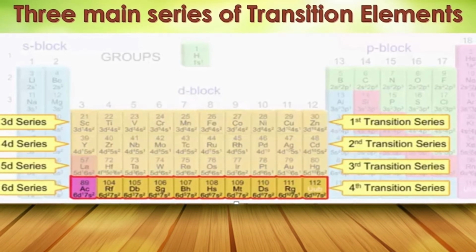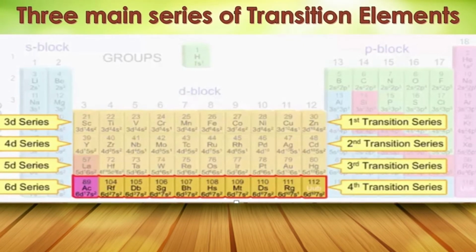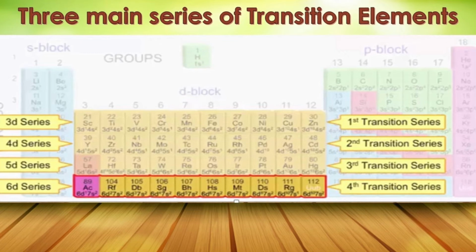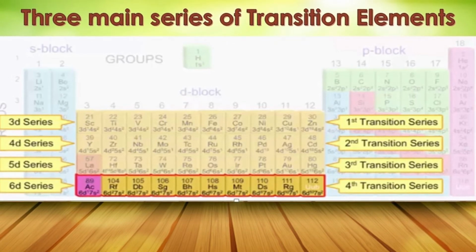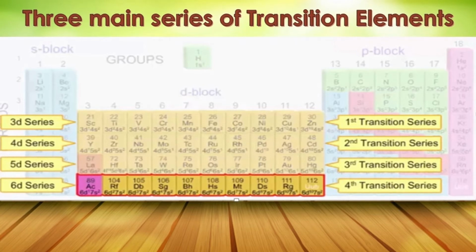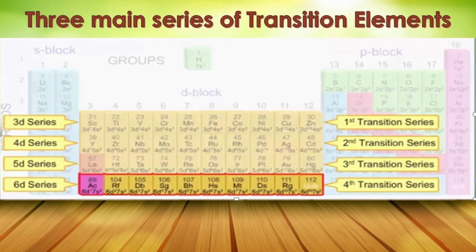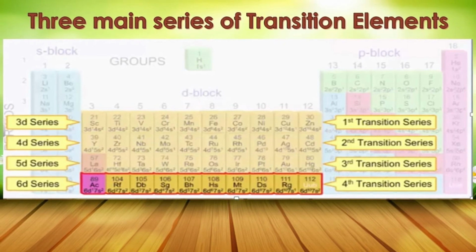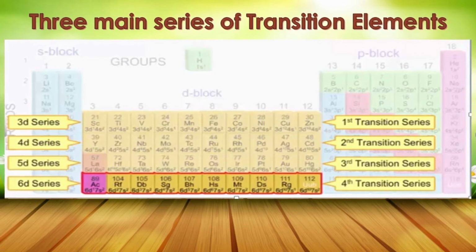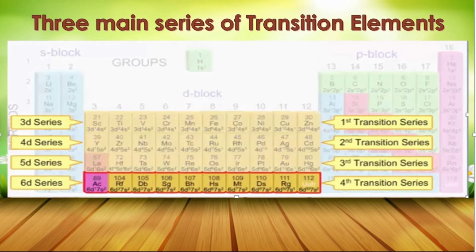They are 3D series. This includes the elements from scandium to zinc. 4D series. This includes the elements from yttrium to cadmium. 5D series. This includes the elements from lanthanum to mercury. The fourth series, that is the 6D series, which begins with actinium, is still incomplete.